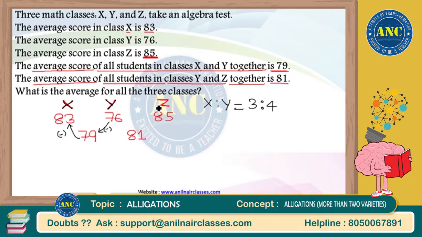Similarly, if I take these 2, Y and Z, and alligate, I will get Y by Z ratio. 85 minus 81, it is 4. 81 minus 76, it is 5. If you observe, I have a variable Y here. That value is 4. I have the same variable Y here also. The value of that variable Y is also the same 4.